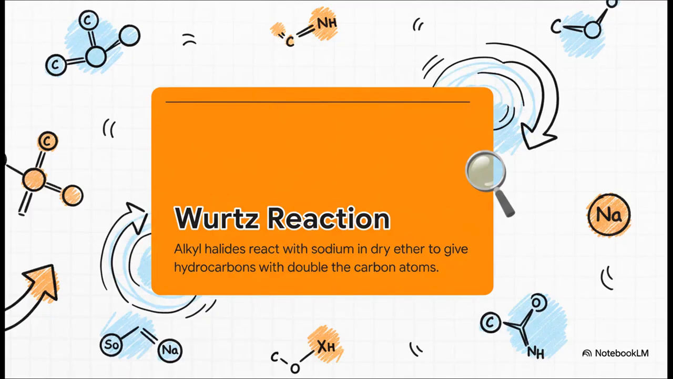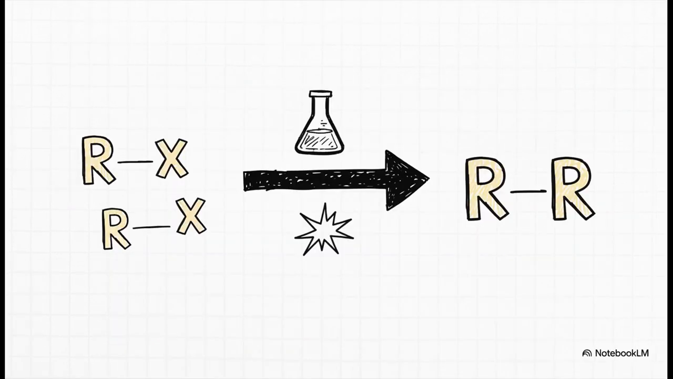And our fourth superstar reaction is the Wurtz reaction. This one is actually really simple and kind of fun. Its only job is to take 2 small alkyl halides and just stitch them together to make one big alkane. So what does it do? It basically doubles the number of your carbon atoms. Here's how the magic happens.